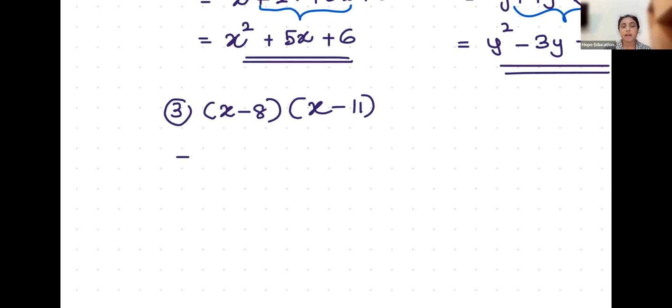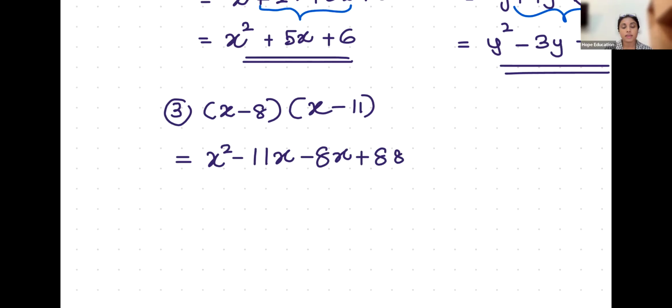Here x multiplied by x means x squared. Plus times plus is plus. X multiplied by 11 is 11x. Here plus, here minus. Plus multiplied by minus is minus. 8 times x is 8x. Again, minus multiplied by plus, that is minus. Then 8 times 11 is 88. Minus times minus is plus.